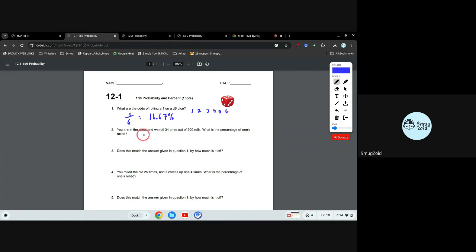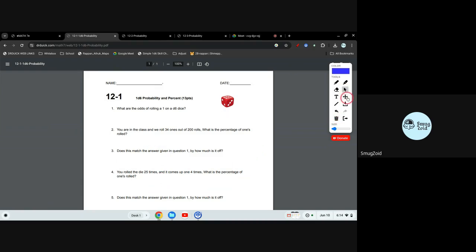For this one, obviously, it's a cross multiply. If you put 34 out of 200, what would be the percentage of ones being rolled? You just divide this and you'll get your answer. But you're going to compare what it would be for 1 out of 6. Does it match that number? And if you roll the die 25 times and it comes out 4, it's still percentages. You've done this in one of the previous chapters, so it shouldn't be too hard, okay?